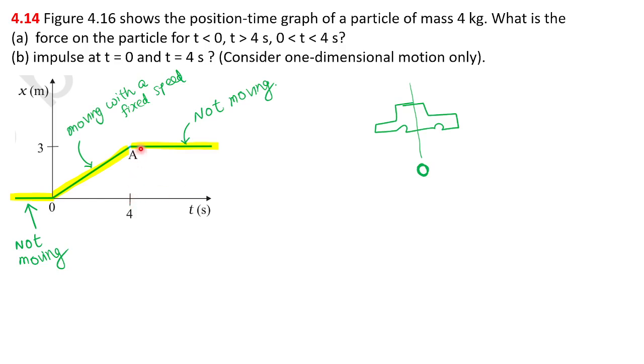When time equal to 4 second, the car is 3 meter away. Position, this is position. After 4 second, 5 second, 6 second, 7 second, etc., the car's position is still 3. So the car is stopped. After reaching 3 meter, the car is stopped.